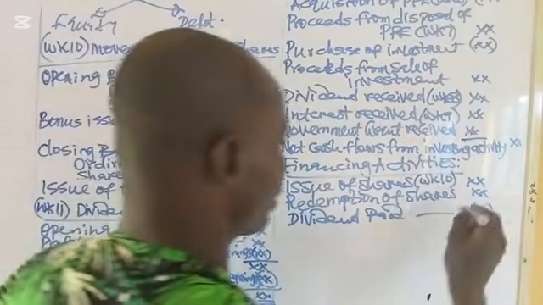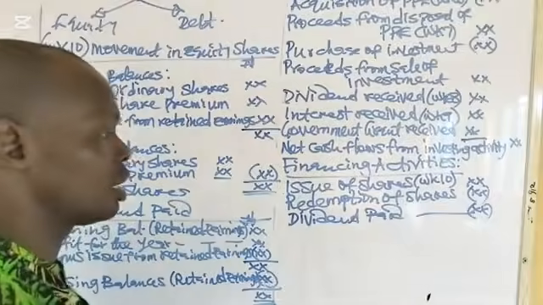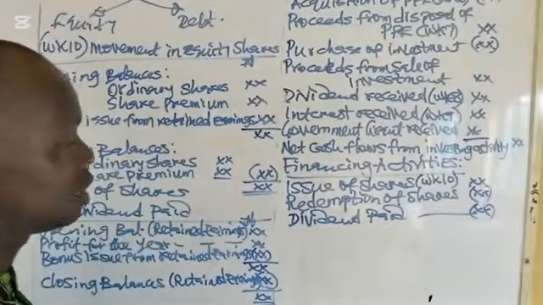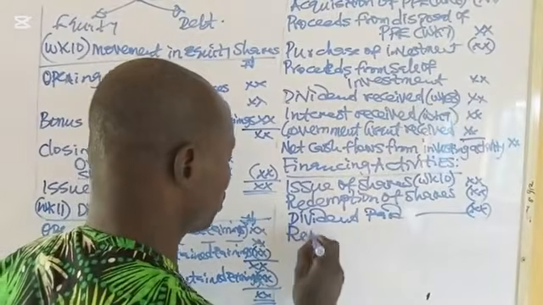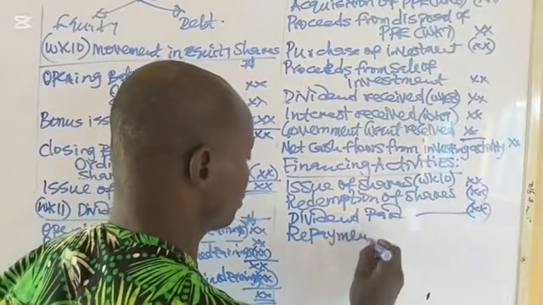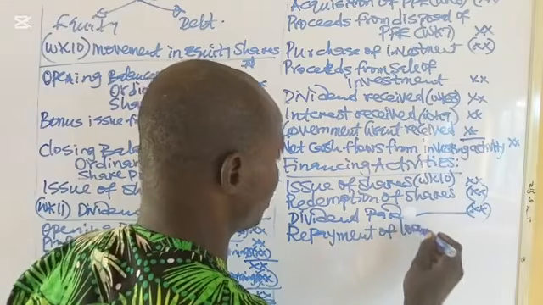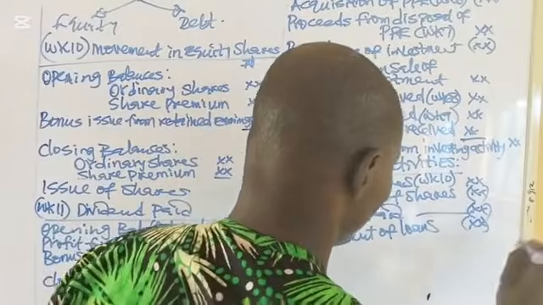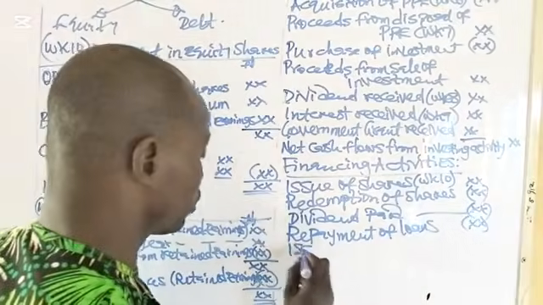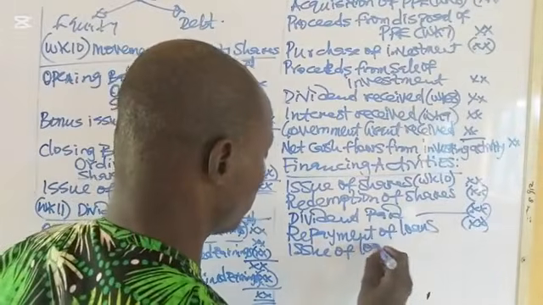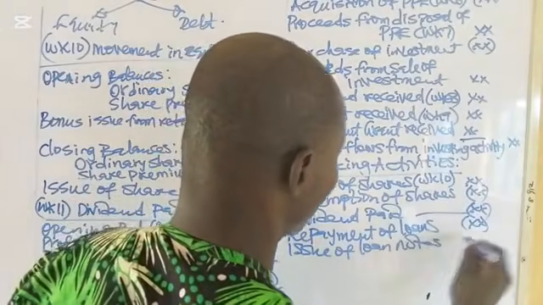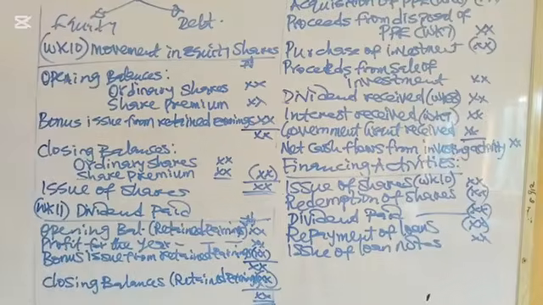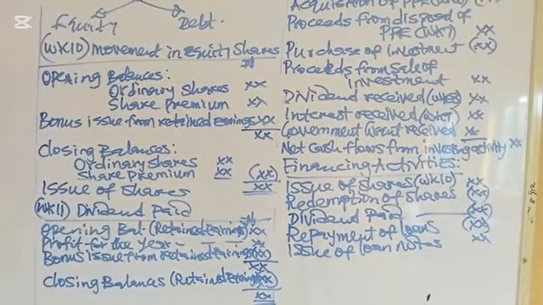Outflows. Redemption of shares is also an outflow. Then you may also have repayments of loans, where the closing balance is lower than the opening balance. So, issue of loan notes: the closing balance will increase where there are issues of loan notes.